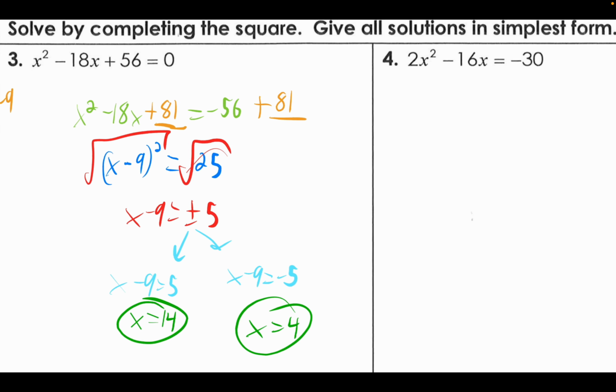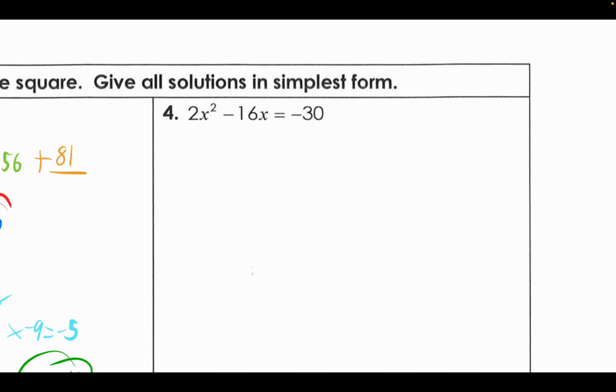Number 4. It is already in the ax squared plus bx equals c form. However, a is not by itself, so we divide every single thing by whatever a is, in this case 2. And we get x squared minus 16x equals negative 15. I'm intentionally leaving that plus blank space, because I know I'm going to be putting something there. In this case, it's half of negative 16 squared, so half of negative 16 is negative 8. I square that, and I get positive 64.